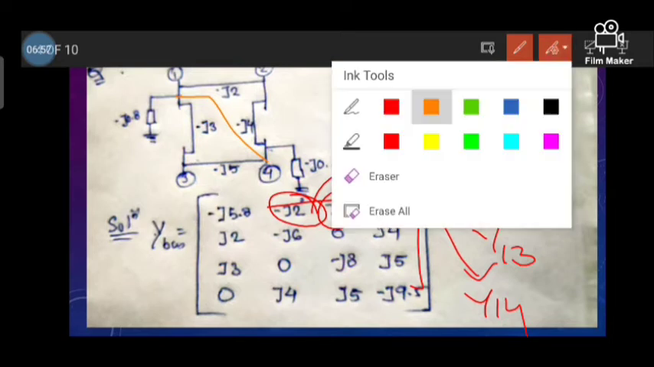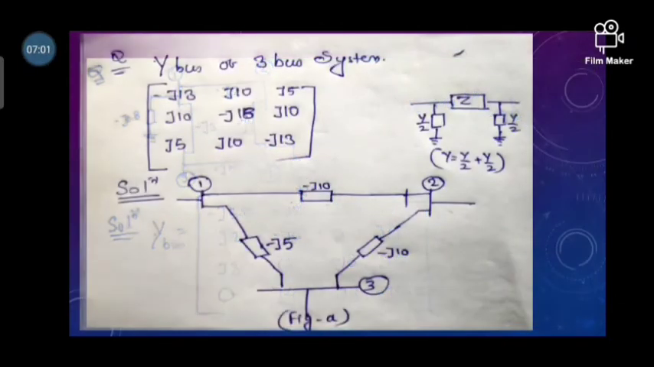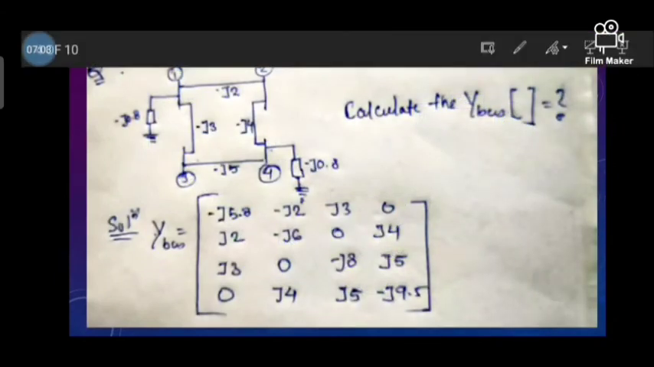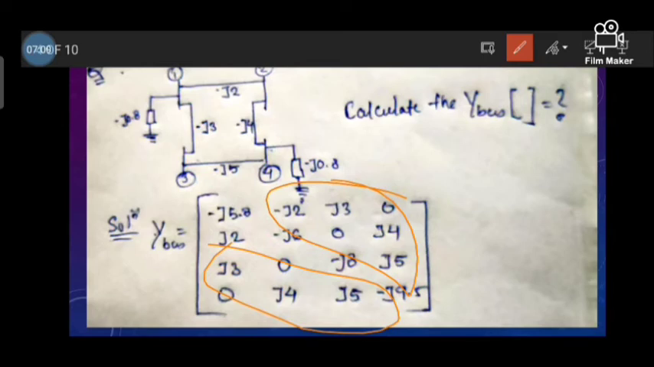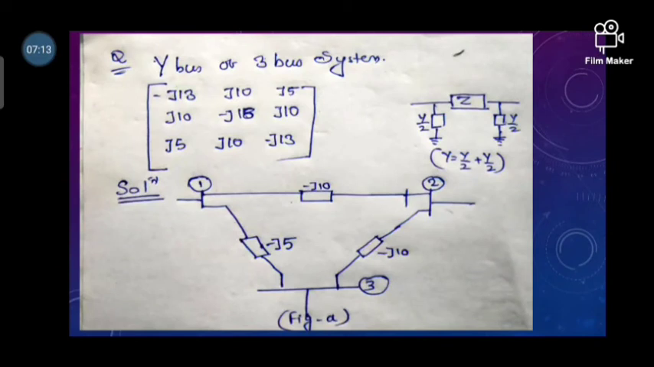Like that, you have to calculate all the admittances. It is up to you. Calculate all the admittances, then check it. If there is any wrong calculation, then put it in the comment section, then I will see it. So let's see question number 2.